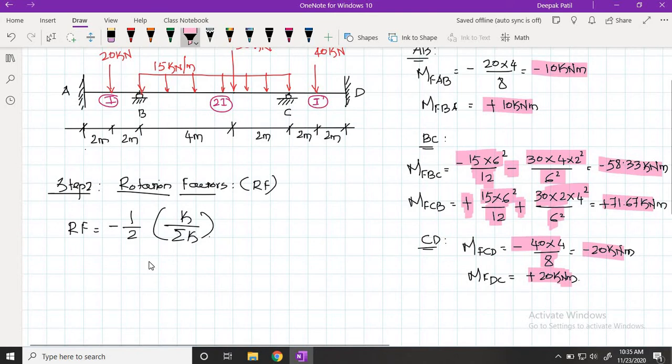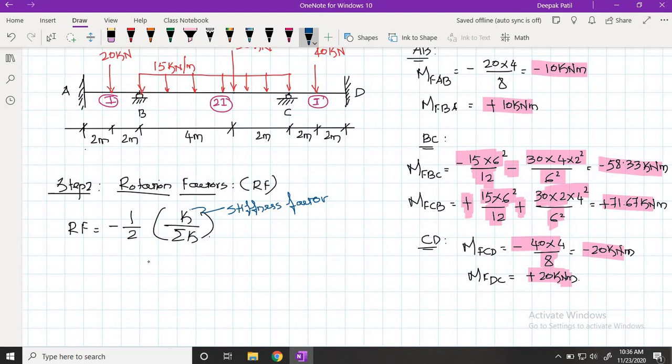Now in step 2 we have to calculate something called rotation factors. In the moment distribution method we used to call them distribution factors. In Kani's method we calculate the rotation factor, which is given by this formula: minus half of, in the bracket, K by summation of K. K refers to the stiffness factor, which we already know how to find from the moment distribution method, and summation of K is the summation of the stiffness factors. Now we will see how to find the rotation factors.